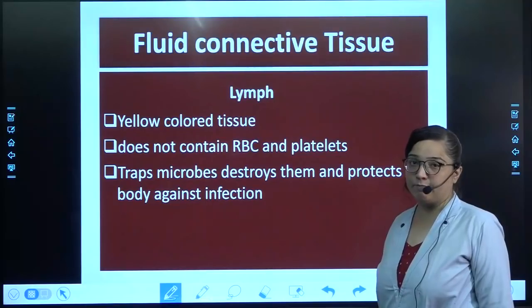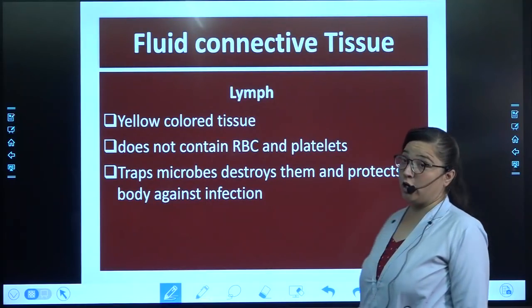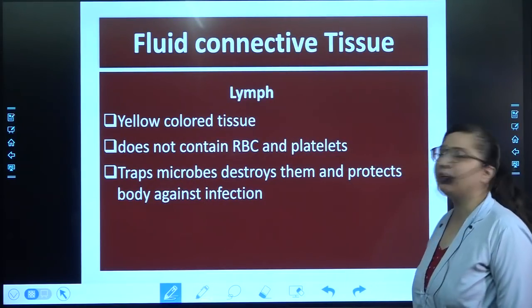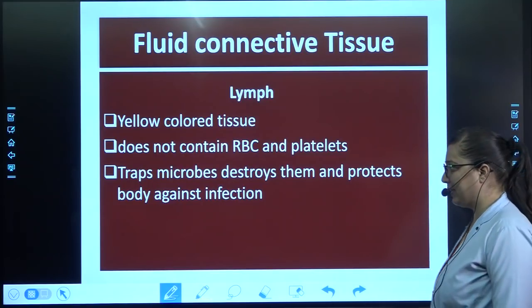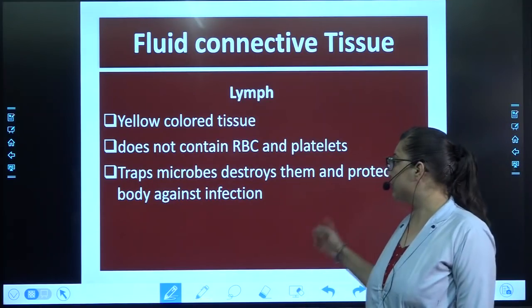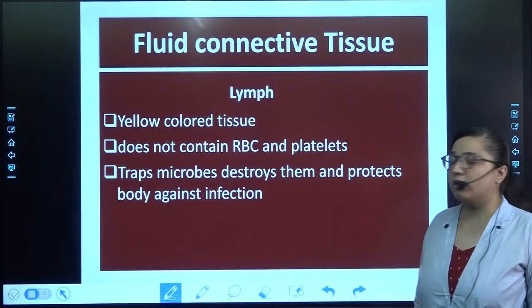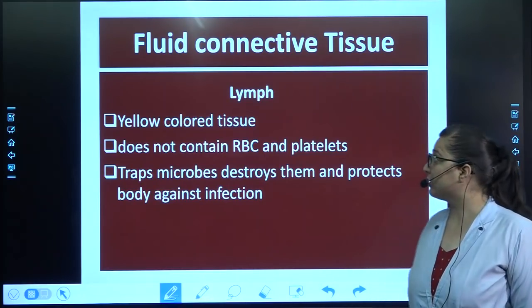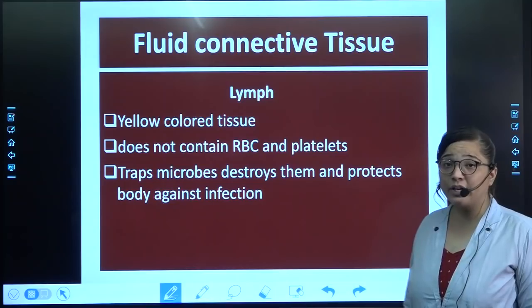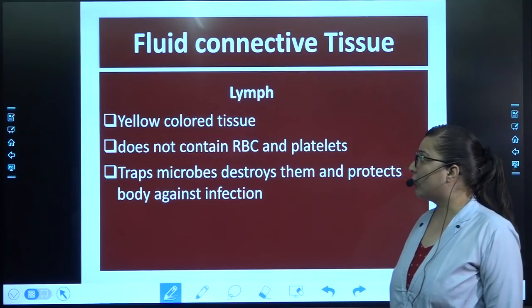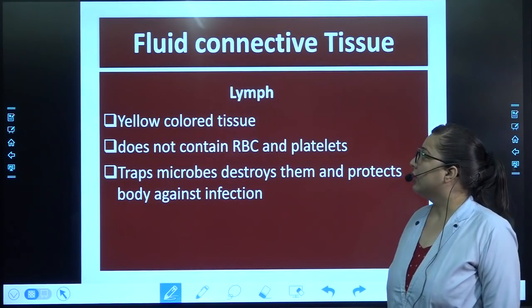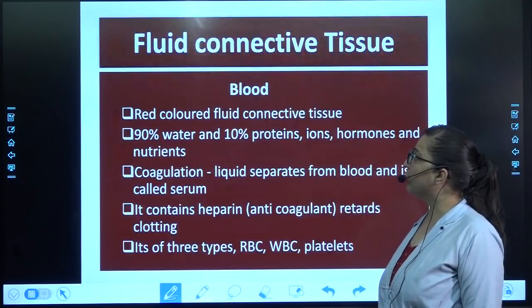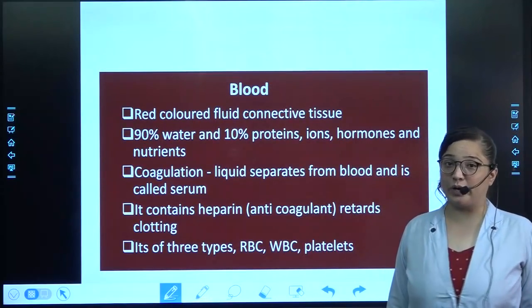Then comes lymph. What is lymph? A yellow colored tissue. It does not contain any RBC or platelets. It will trap the microbes, destroy them, and protect the body against any kind of injury. So this is about the lymph. It is an important point: the fluid connective tissue, the connective tissue, is very important.